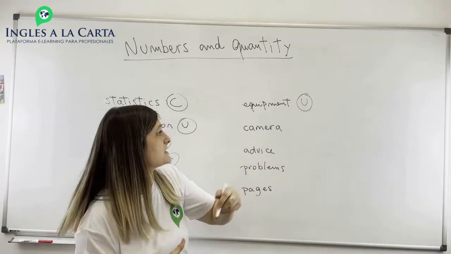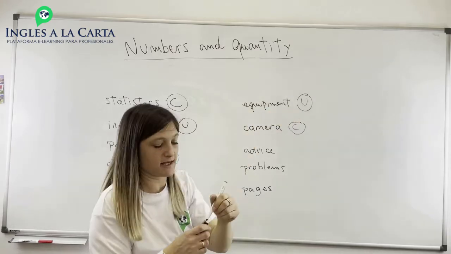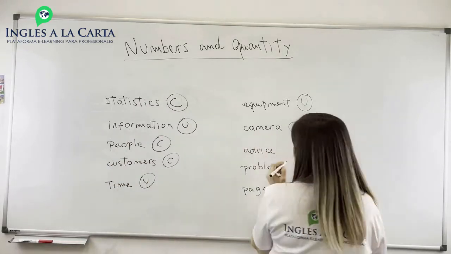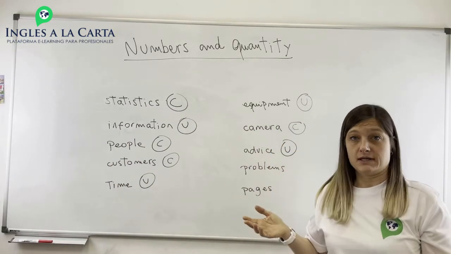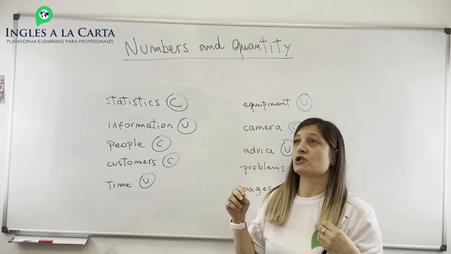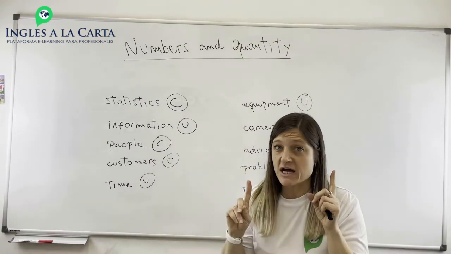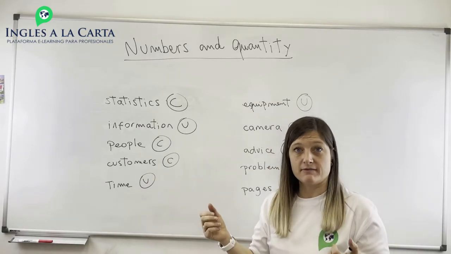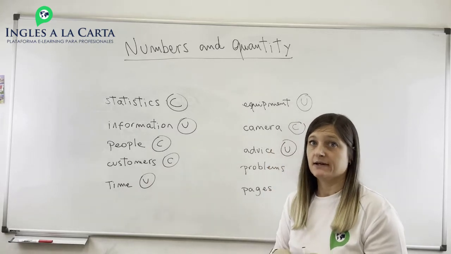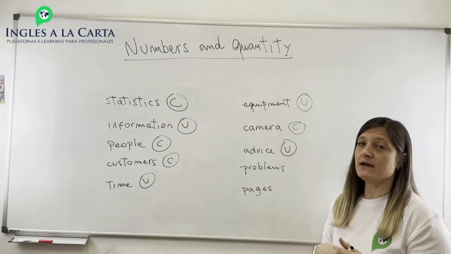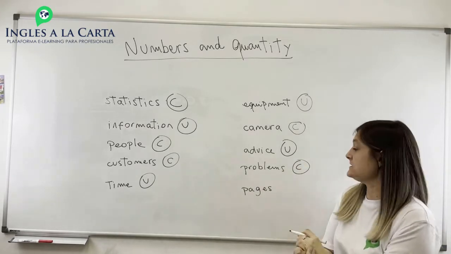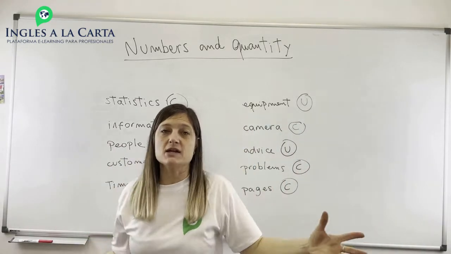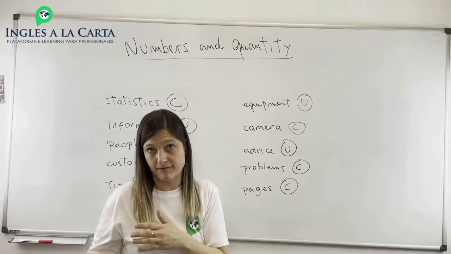Camera, this is countable. You can say that in my working place there are 20 cameras. Advice is uncountable. You can't say she gave me 3 advice, but you can say pieces of advice. She gave me 3 pieces of advice, and that would be fine. Problems, this is countable. And pages, of course, is countable. Although you can say millions of pages, as I have already said before.